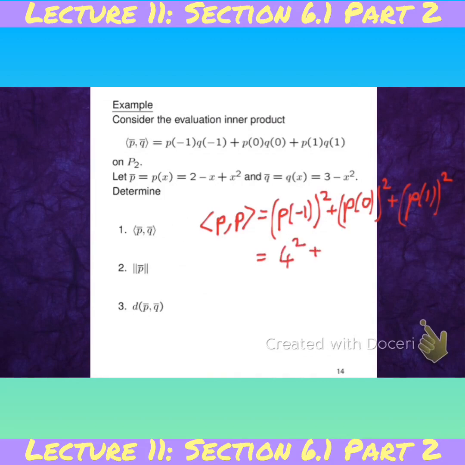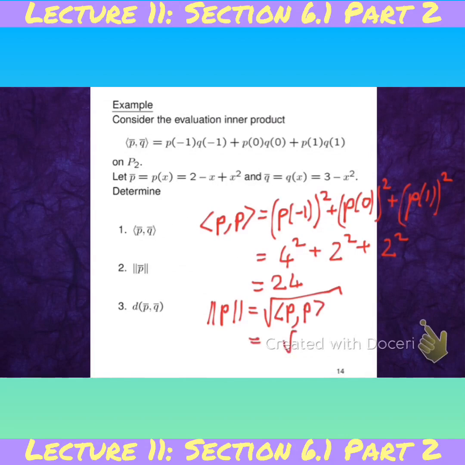What is P at the point 0? It's going to be 2 squared. And what is P at the point 1? 2 minus 1 plus 1, which is 2 squared. Okay. So that's 24. And so what is the norm of P? The norm of P is going to be the square root of P's inner product with itself, and that is going to be the square root of 24.